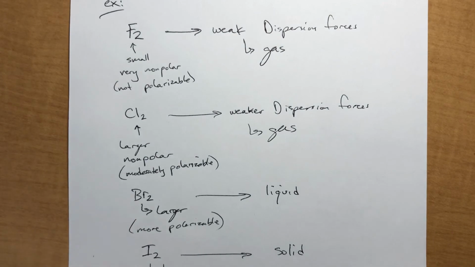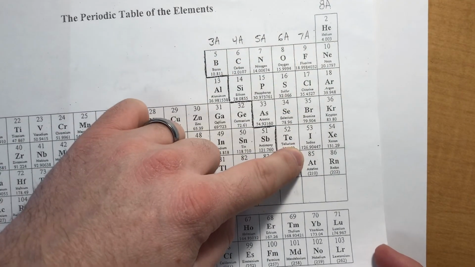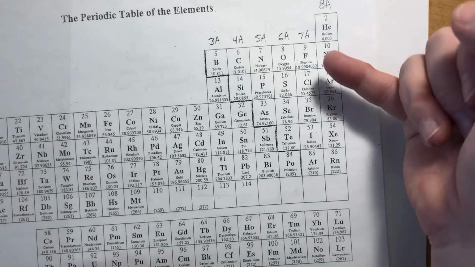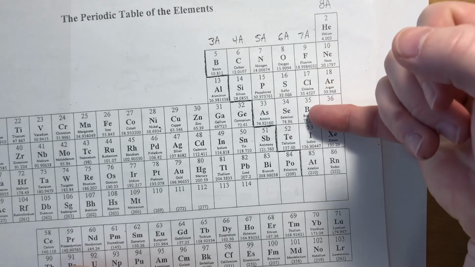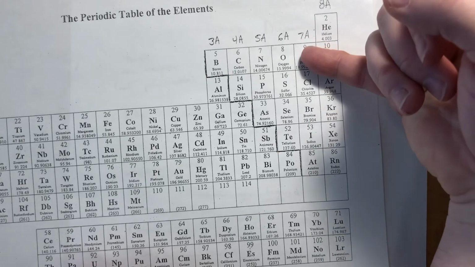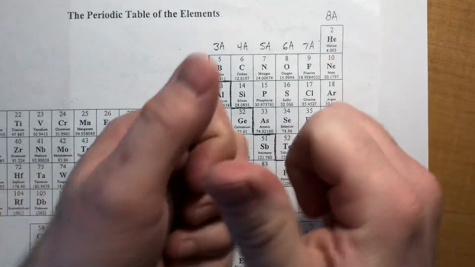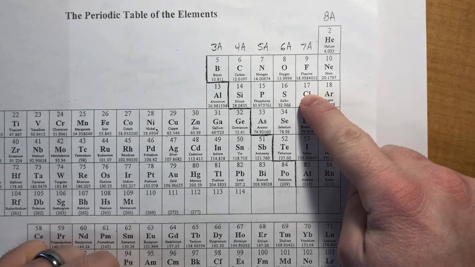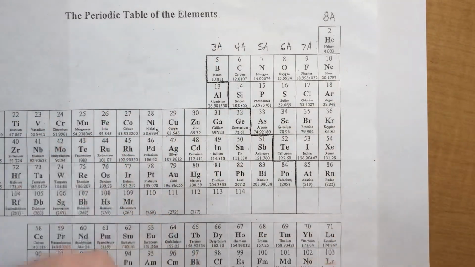So within this trend in the periodic table, these all form diatomic molecules. They all essentially behave the same. But we have a really, really light gas, a slightly denser gas, a liquid, and a solid. And the only difference between these is size. This is really, really small, so it's going to have very weak forces. It's going to pop apart. This is a little bit more polarizable. It's a little bigger, so it's a gas, but they hold together. They're a little more dense.